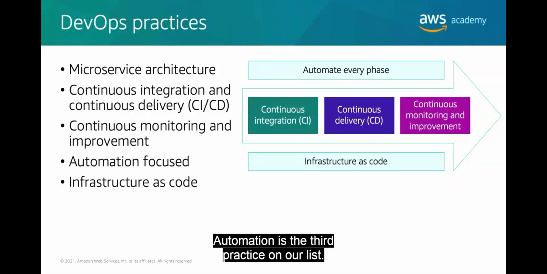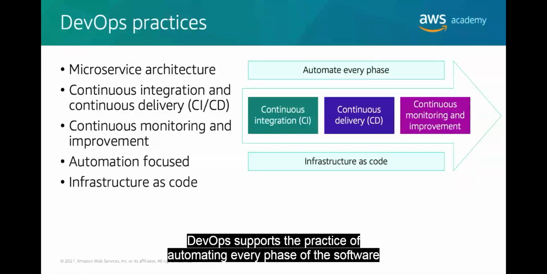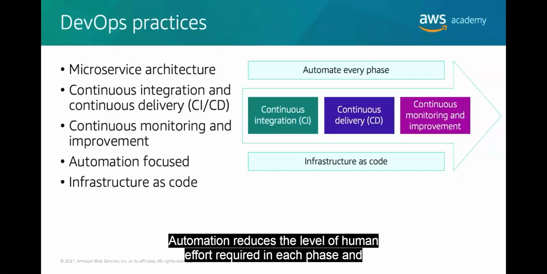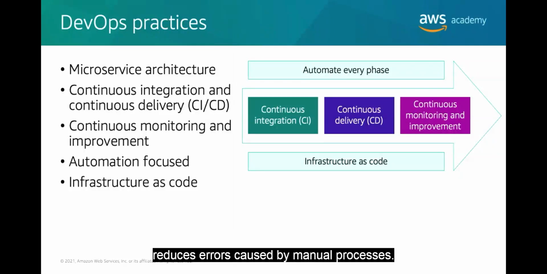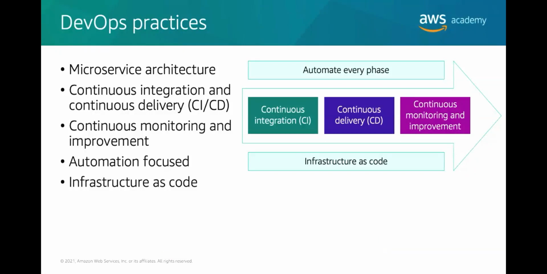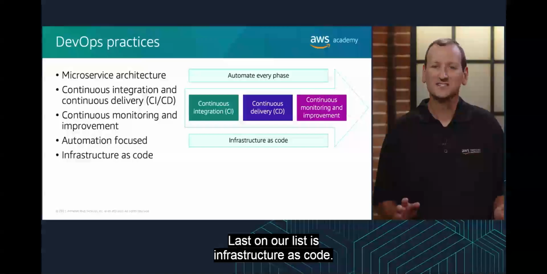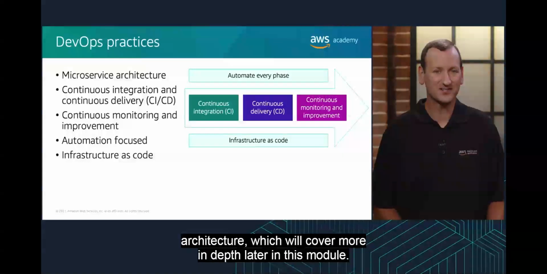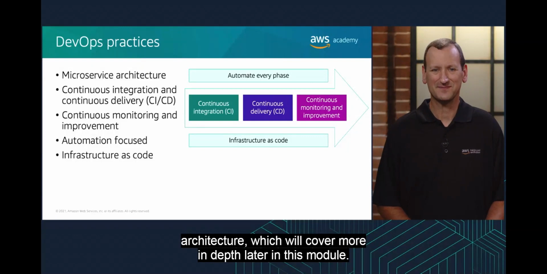Automation is the third practice on our list. DevOps supports the practice of automating every phase of the software development lifecycle. Automation reduces the level of human effort required in each phase and reduces errors caused by manual processes. This automation from beginning to end is an element of continuous deployment. Last on our list is infrastructure as code. You can use CloudFormation to create a repeatable method to deploy your cloud architecture, which we'll cover more in depth later in this module.